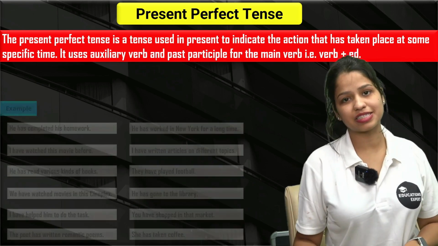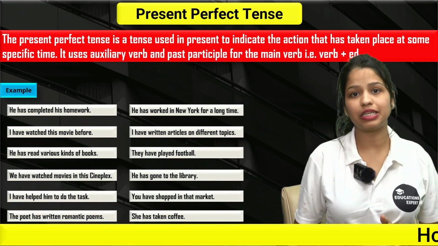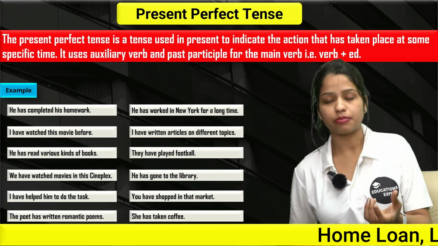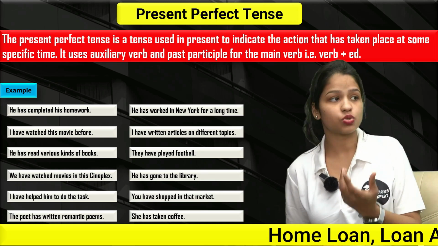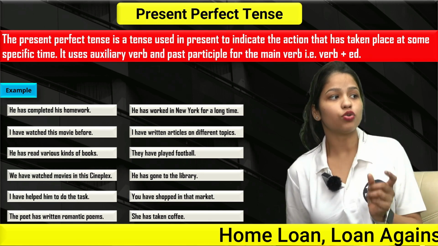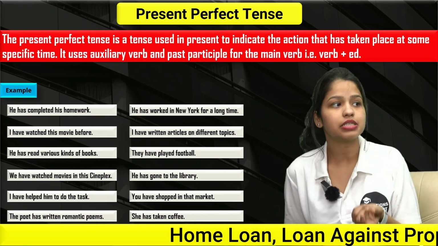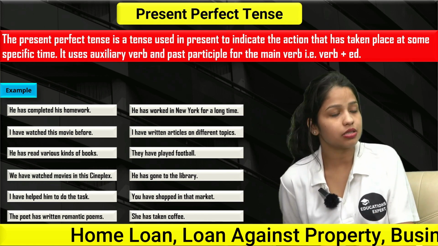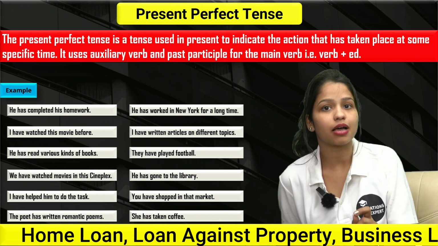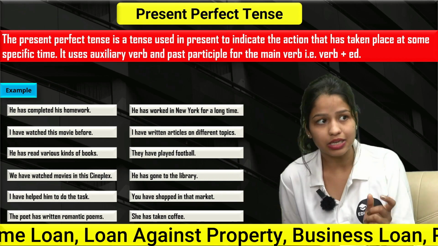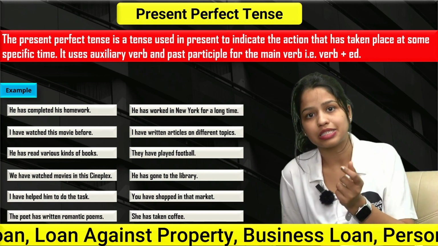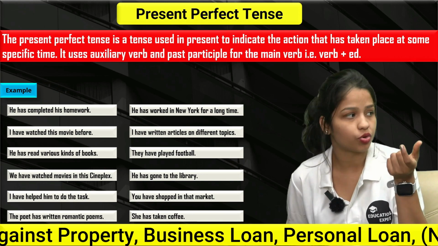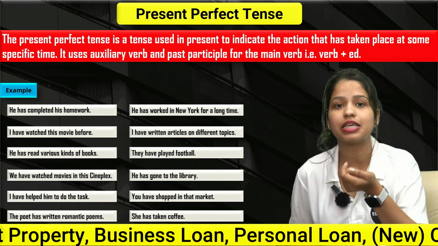Now let's see some examples. He has completed his homework. We have used completed, meaning verb plus ed. It uses an auxiliary verb plus the past participle of the main verb. So what is the main verb in the sentence? It is complete, so we use verb plus ed, completed. So, he has completed. Has here is the auxiliary verb. He has completed his homework.